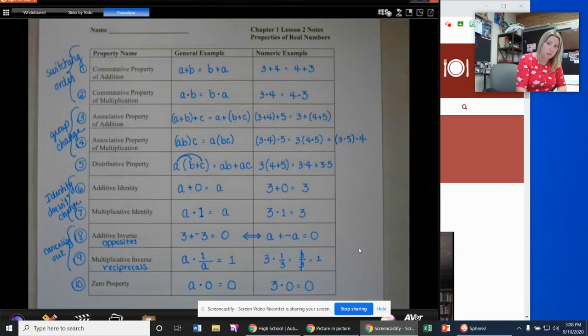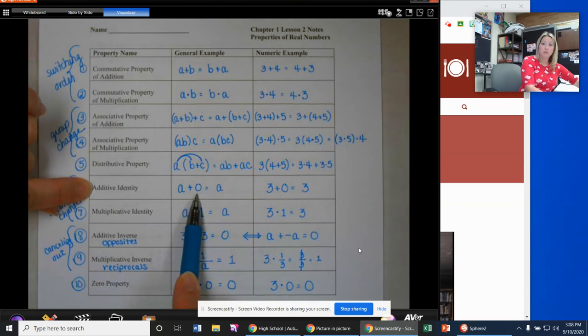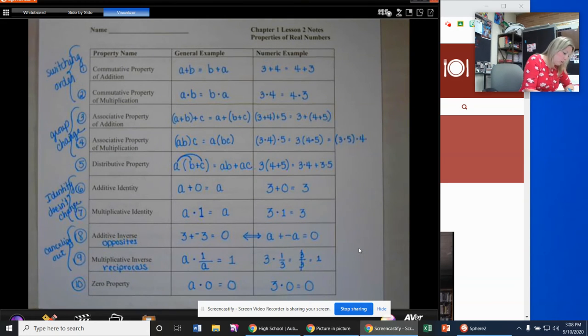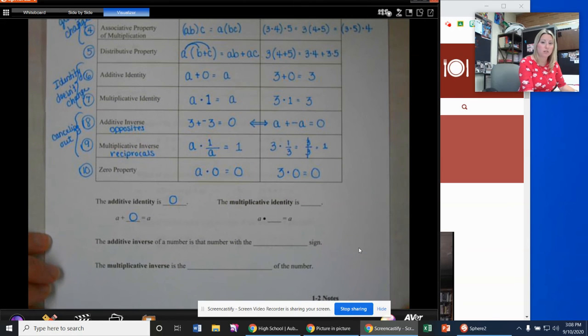Did you stop? Did you pause? Did you assess? Good job for you. The additive identity. I bet you have a guess for this one, and an educated guess. 0. The additive identity is 0 because anything plus 0 is itself. It stays its identity right there. Anything plus 0 stays itself.